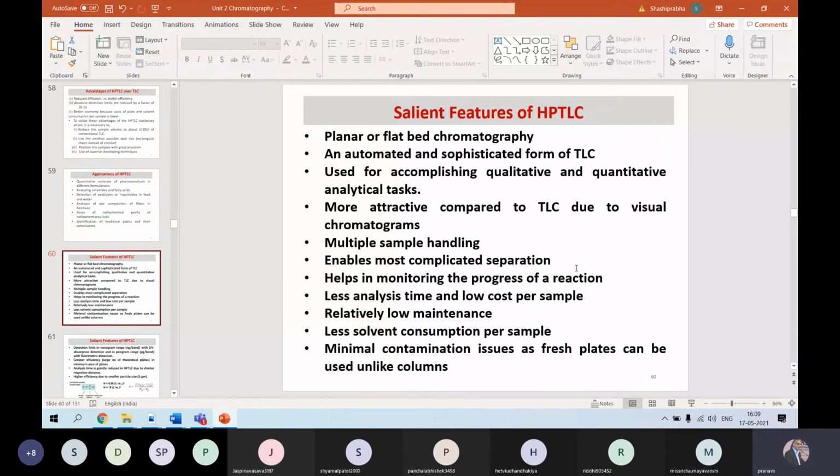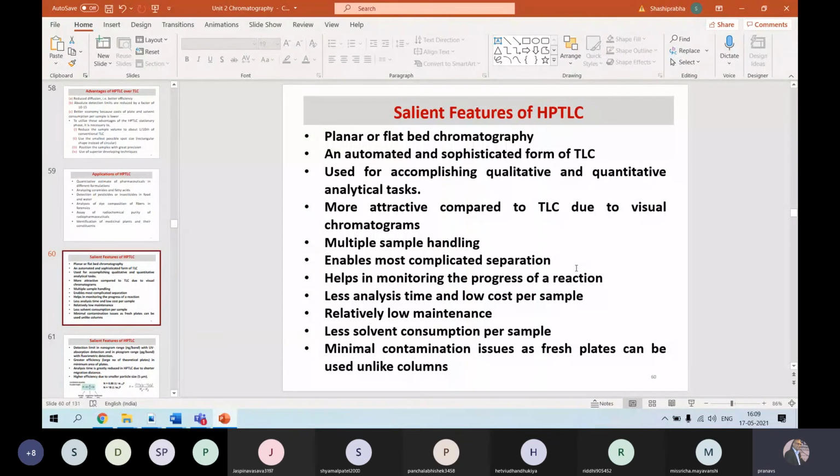So it can handle multiple samples. When you compare HPTLC with other techniques like HPLC, for example, you use a HPTLC plate, which is relatively inexpensive compared to the column which you use in HPLC. So that way it is relatively inexpensive when you compare it with HPLC, with relatively less maintenance, and low solvent consumption. This is very important. Low solvent consumption when you compare it with HPLC.